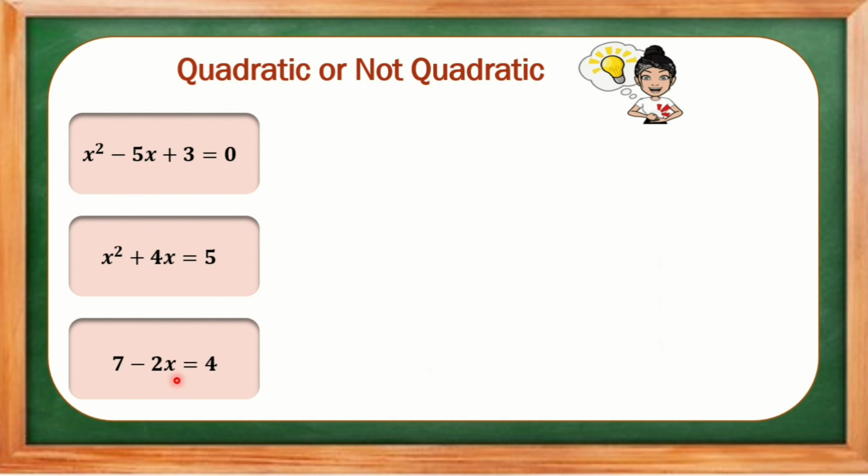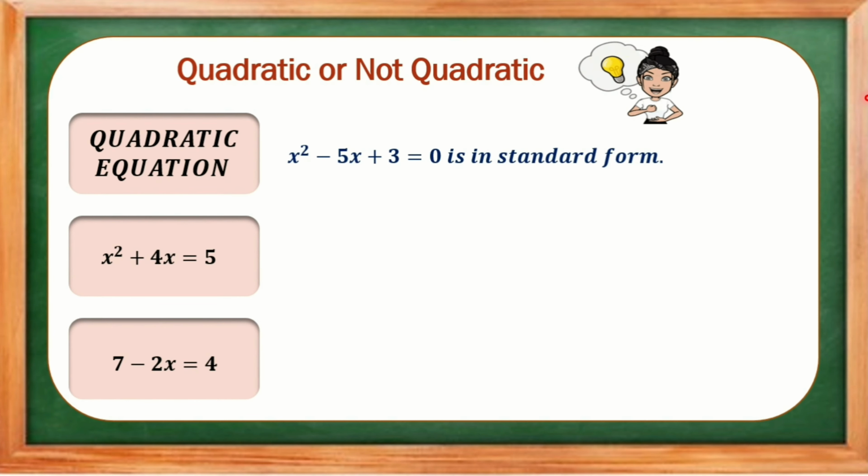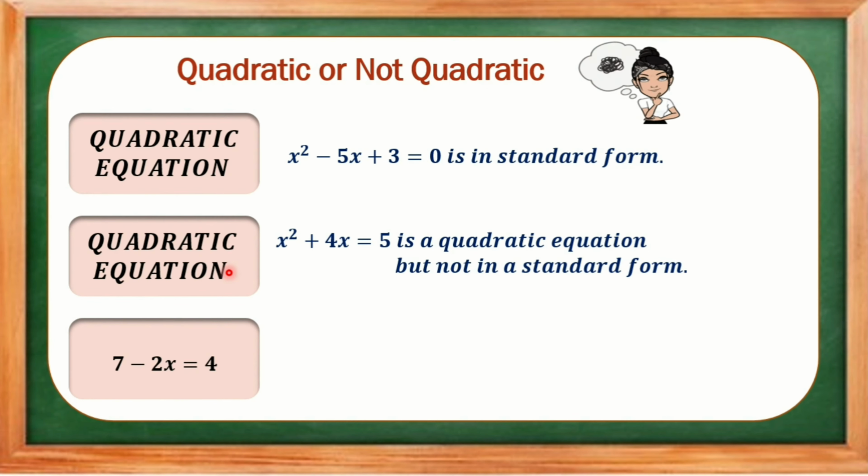Okay, so ngayon naman ay alamin natin kung ang mga sumusunod ay quadratic or not quadratic. So first given natin is x squared minus 5x plus 3 is equals to 0. Is it quadratic equation? The answer is quadratic equation, and it is written in standard form. Second, we have x squared plus 4x is equals to 5. Is it quadratic or not quadratic? It is quadratic equation, ngunit wala siya sa tinatawag natin standard form.